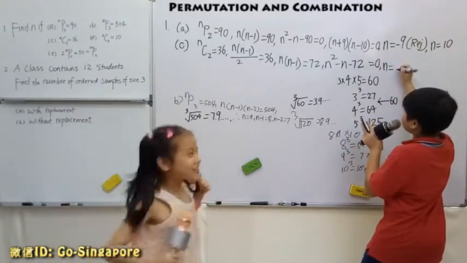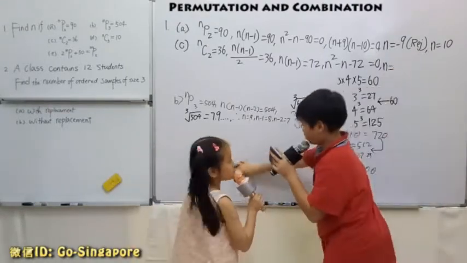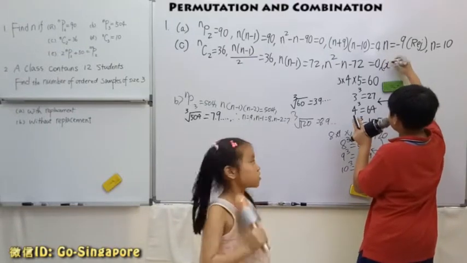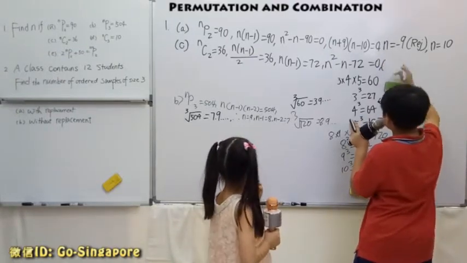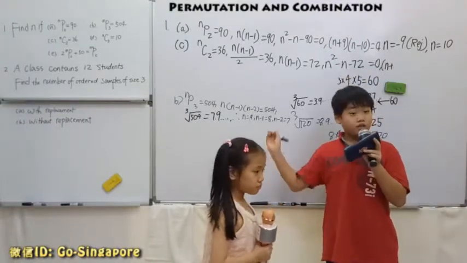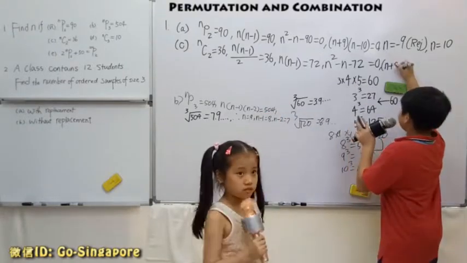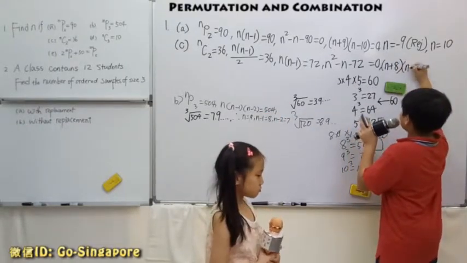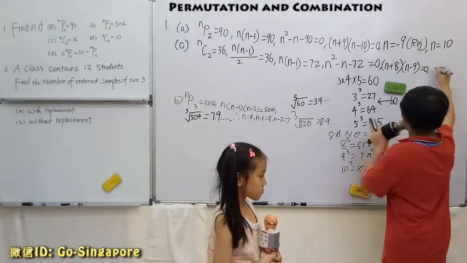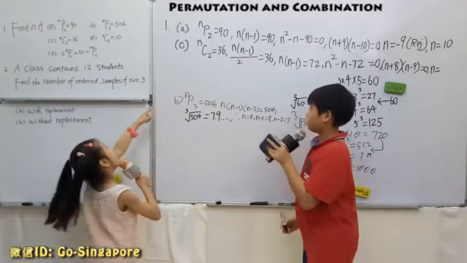So actually this n, what can it be? Okay, so you need to use the cross multiplication, right? Okay. This is an n plus, because then there's more negative. And 72 is 8 times 9, right? Okay. So n plus 8 times n minus 9. And this is 0. So n, what can it be?